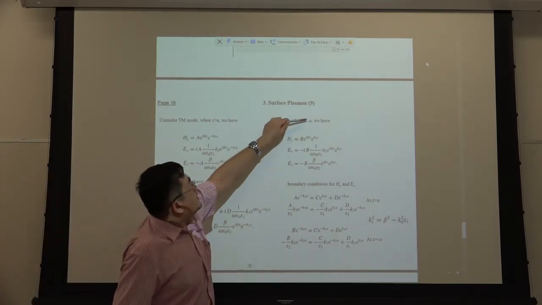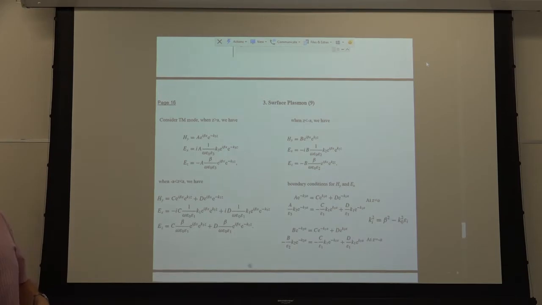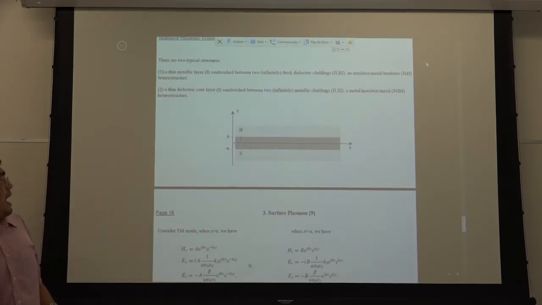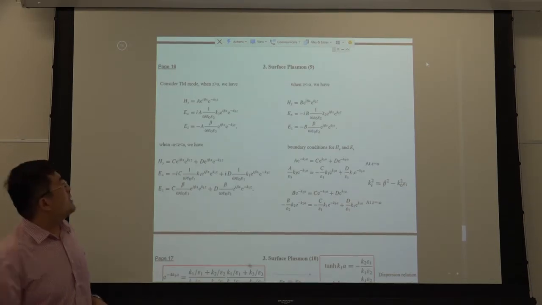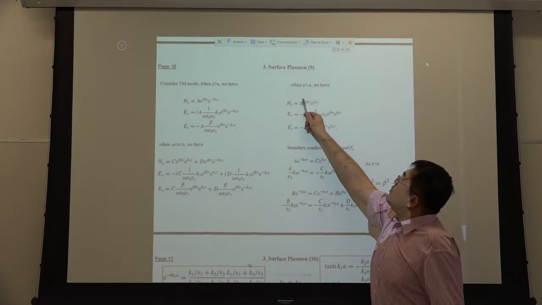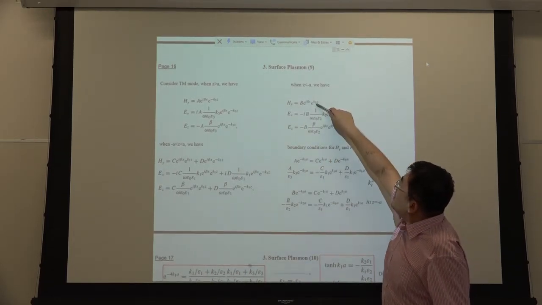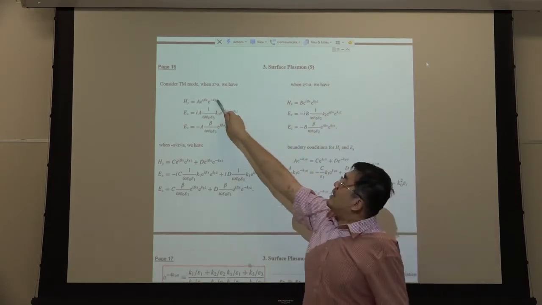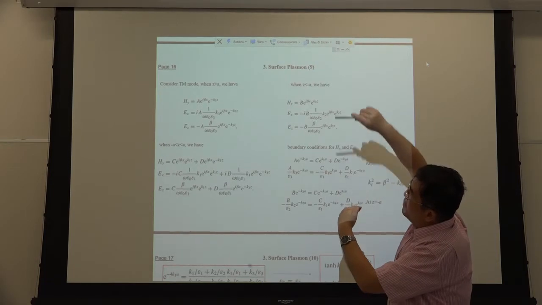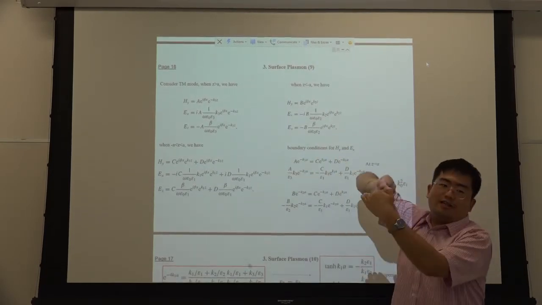When z is less than minus a, it is also a dielectric, an air region. It is region 2 here. I can assume a wave something like this. Along the x direction, it propagates. Along the z direction, it decays. Here you can see this is k2z, and this is minus k3z, because in the top region the wave decays along the z direction, while here it decays along the minus z direction. So they change sign.